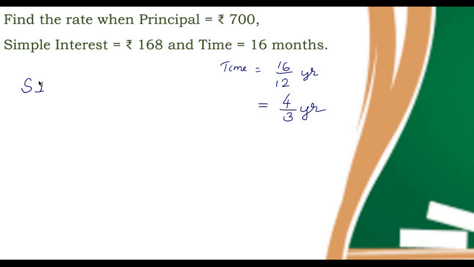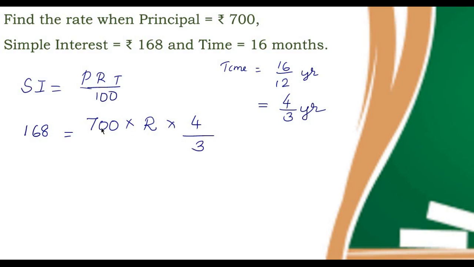Using our formula, simple interest equal to PRT by 100. Simple interest is 168. The principal is 700. The rate we need to find. Time taken is 4 by 3, and here comes 100 in the denominator. Let us cancel the zeros.